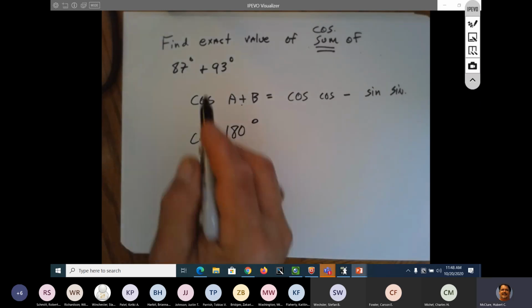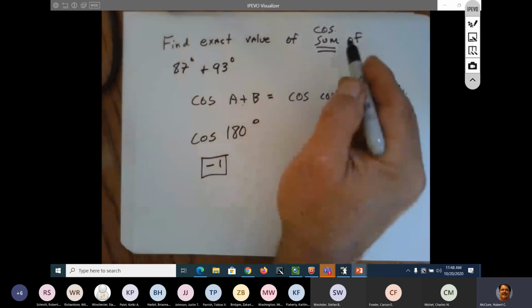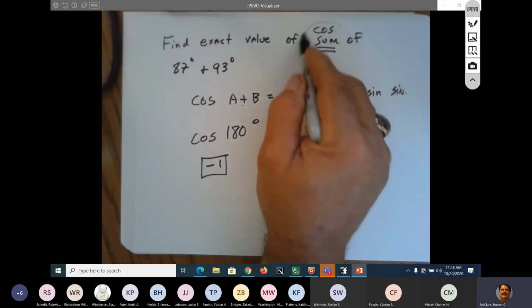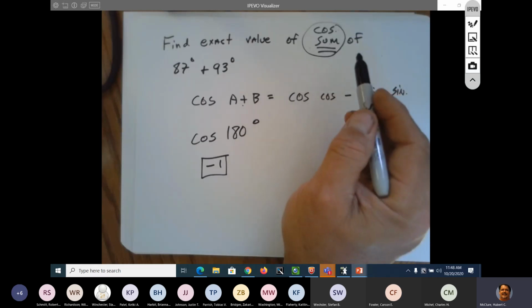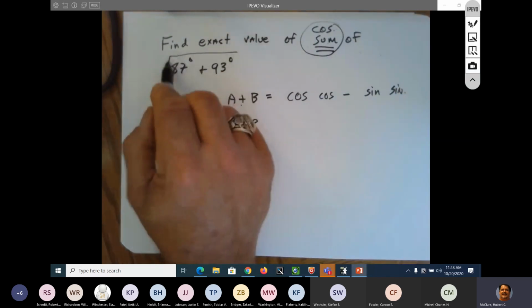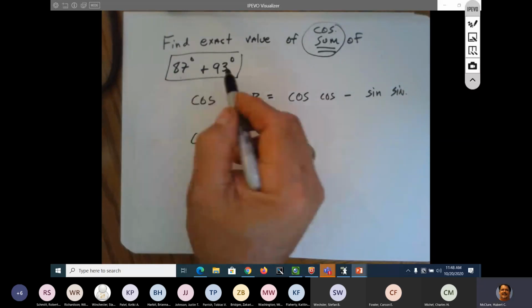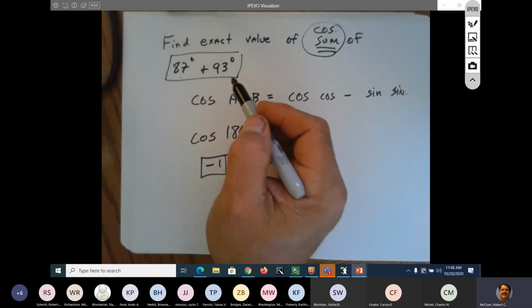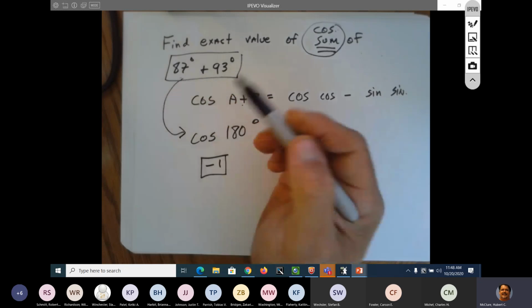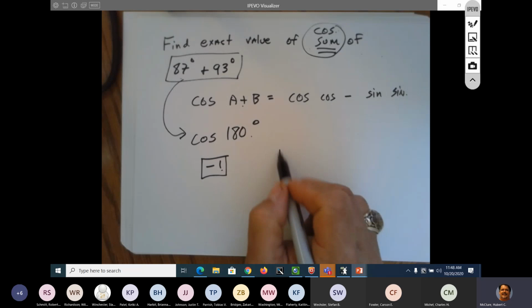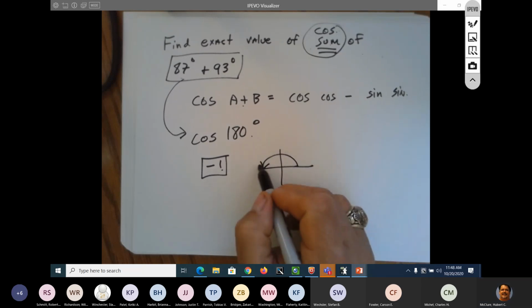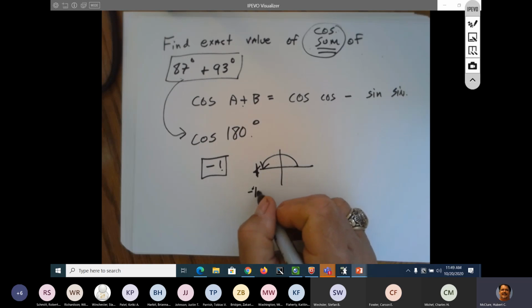Sometimes if they give you it written like this and you say the sum, and you only know the cosine, then you can take that 87 plus that 93 and just look and say, wait a minute, that's close to 180, and then add them together, and you see that it does come up to 180, and the cosine of 180 degrees is -1. Unit circle: that point over here is -1, 0.